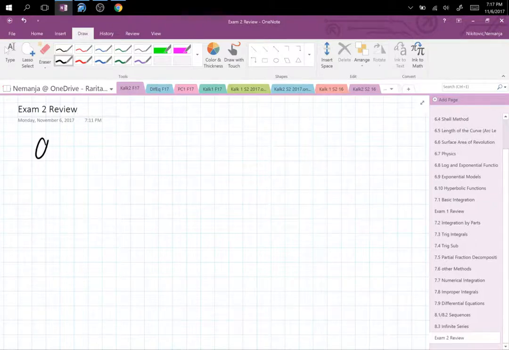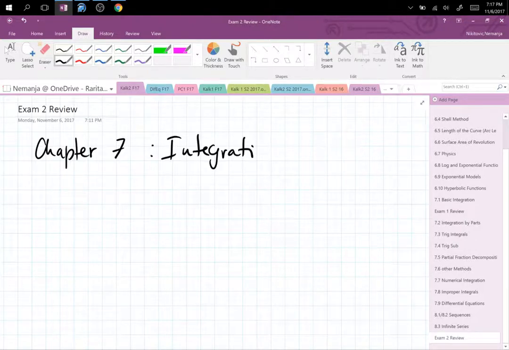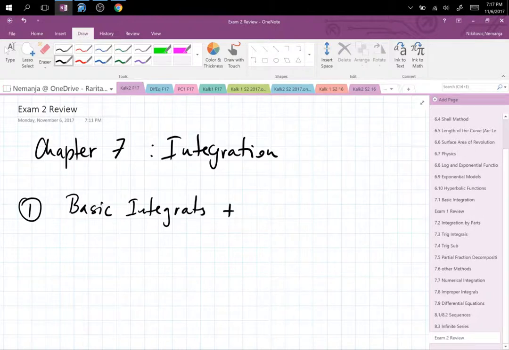So we have chapter 7, which is integration. Now, you cannot lose the sense of basic integration and U sub. They are still two primary integration techniques. So, basic integrals plus U sub, yes, both are studied in Calc 1, but they are absolutely necessary in everything we do. And then we have by parts.